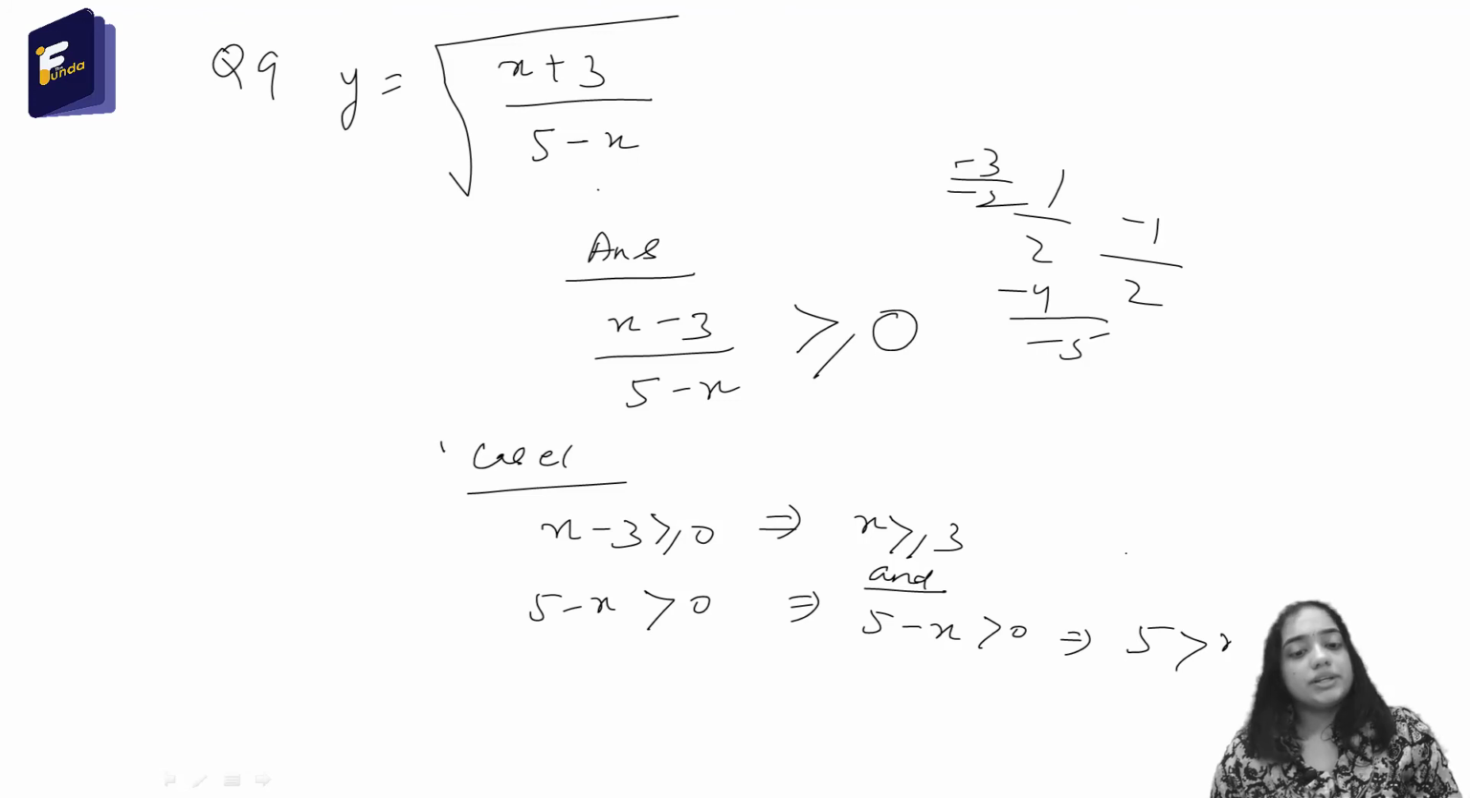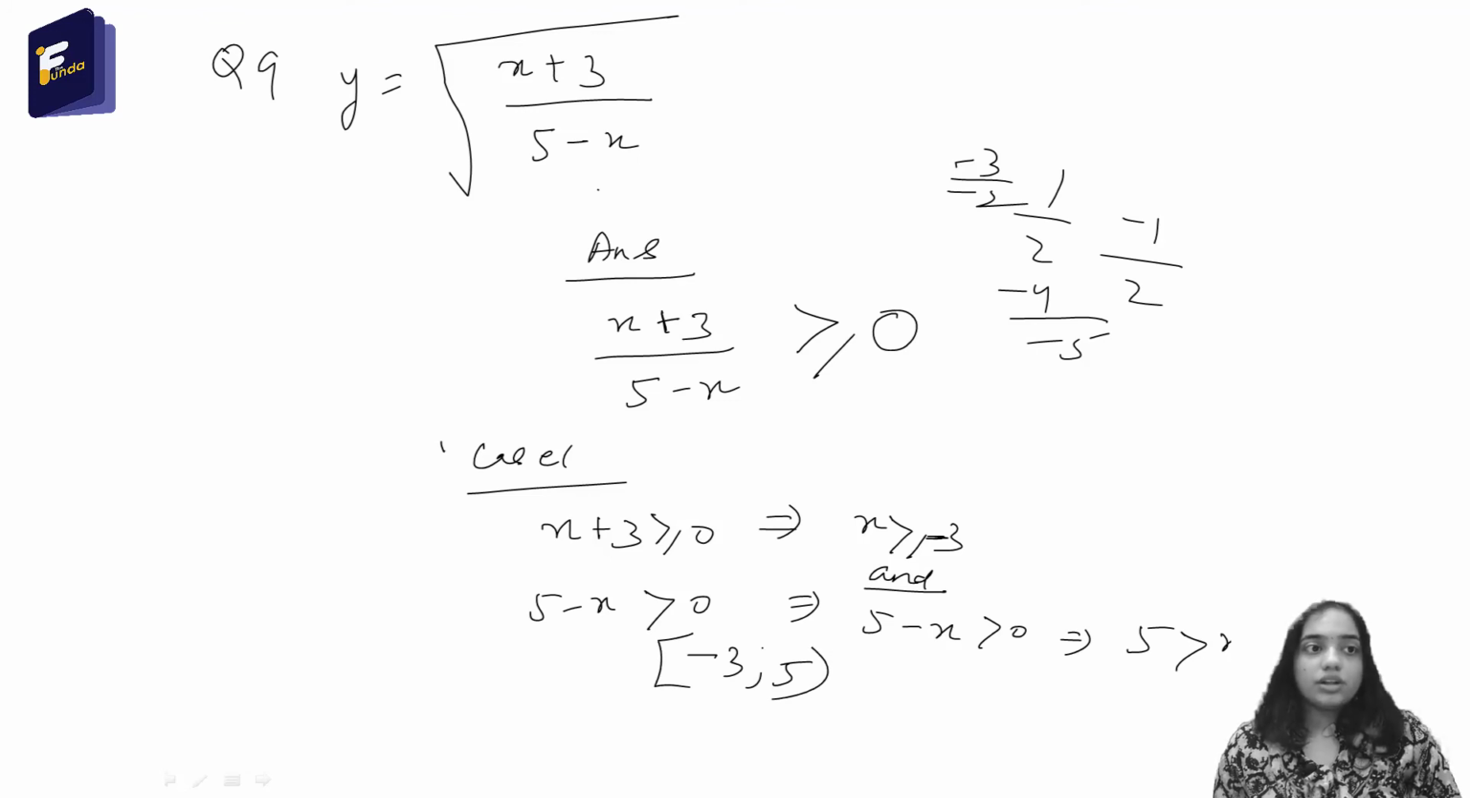Sorry, it is x plus 3 actually, it's not minus, so it will be minus 3. So 5 minus x will be greater than 0, so x is less than 5. So the domain is a number that is greater than or equal to -3 and less than 5. So what will be the domain from here? We have got -3 to 5. The question is not over. We have to see case 2.